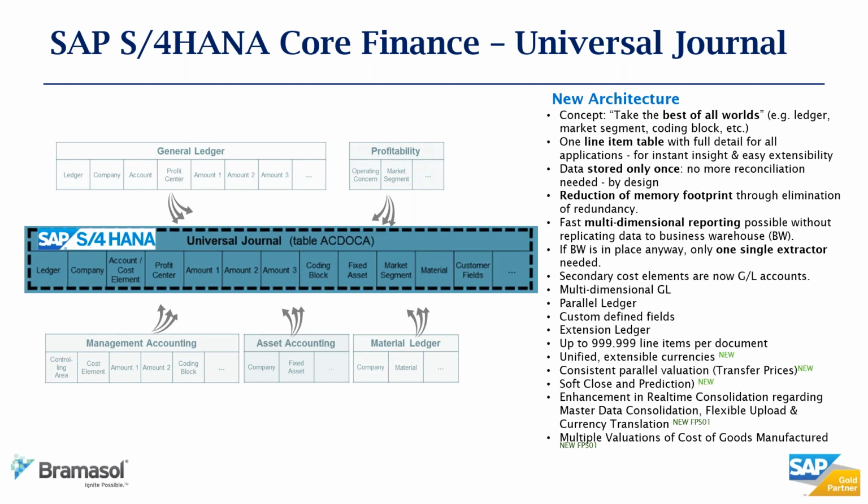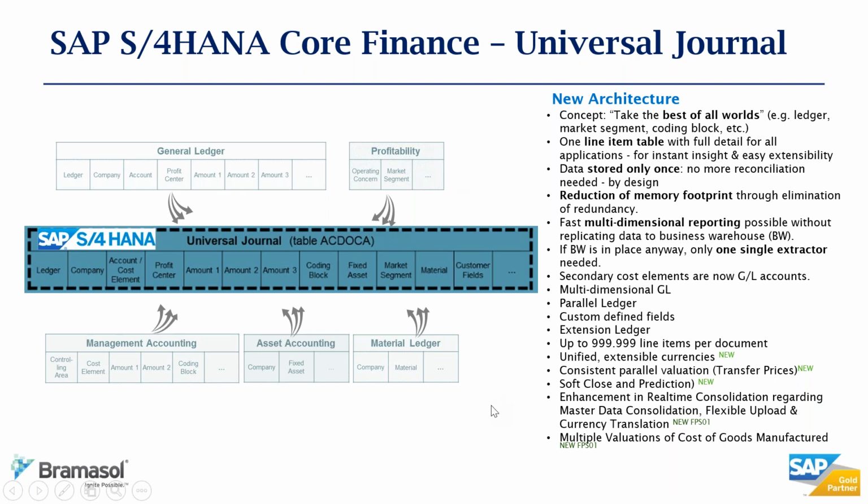You can look at secondary cost elements now in your GL accounts. You can bring in your parallel ledgers. You can do different custom fields within this table, but it's all going to reside within one place so that you now have one single source of truth, and you no longer need to replicate that data.